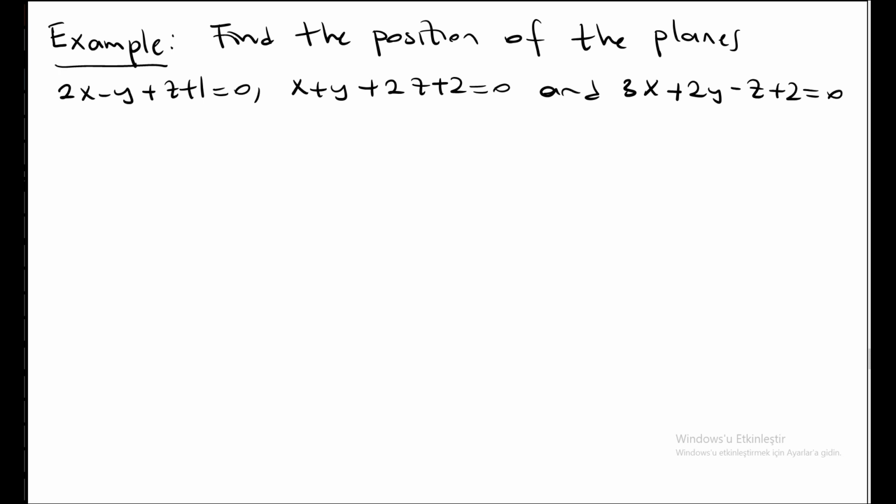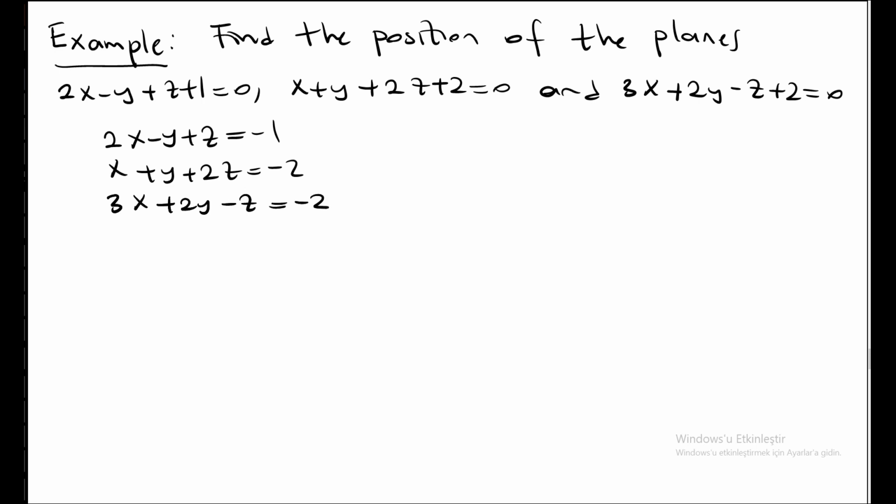So we have three planes. We are checking the position of these three planes relative to each other. Like I said in the explanation, first let me write this linear system. 2 times x minus y plus z equals -1, and x plus y plus 2 times z equals -2, and 3 times x plus 2 times y minus z equals -2.